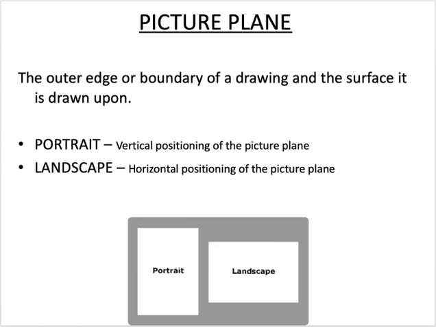So the very first idea, such a basic idea, is what orientation is your paper? And when we talk about the picture plane, what are we talking about? Essentially, we're talking about that boundary, the edge of your drawing. So if you're working on a piece of paper, that edge is, of course, a limitation. Everything has a limitation with the drawing. It's not infinite. And then also that surface that it's on, right? That surface that you are making marks on. Both of those refer to your picture plane.